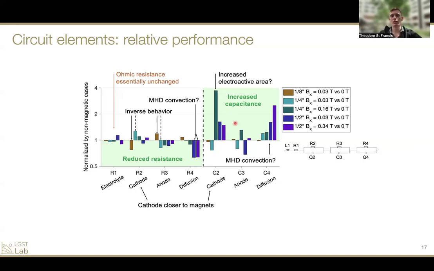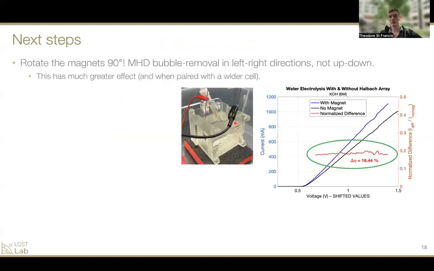And overall, what we can take away is that some of these processes we're observing clearly show that the magnetohydrodynamic convection is having an effect in the cell, and potentially designing the cell better to take advantage of those results would have a dramatically improved effect. One example of that would be rotating the magnets 90 degrees.